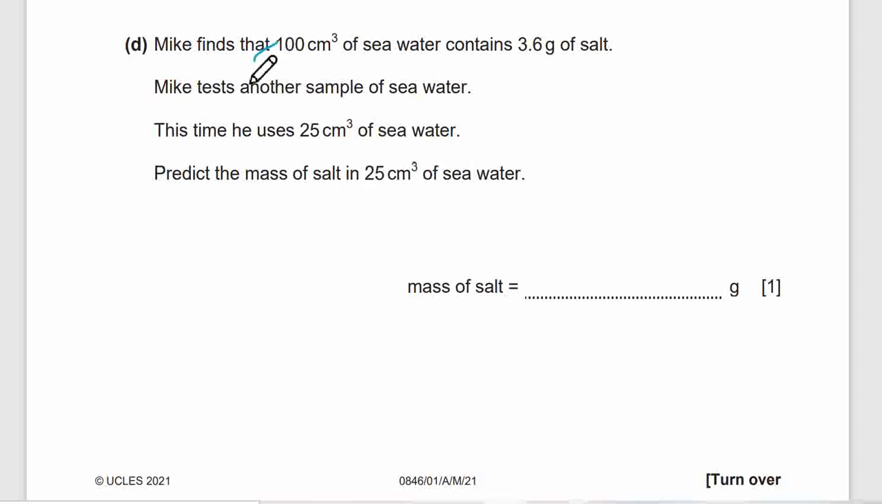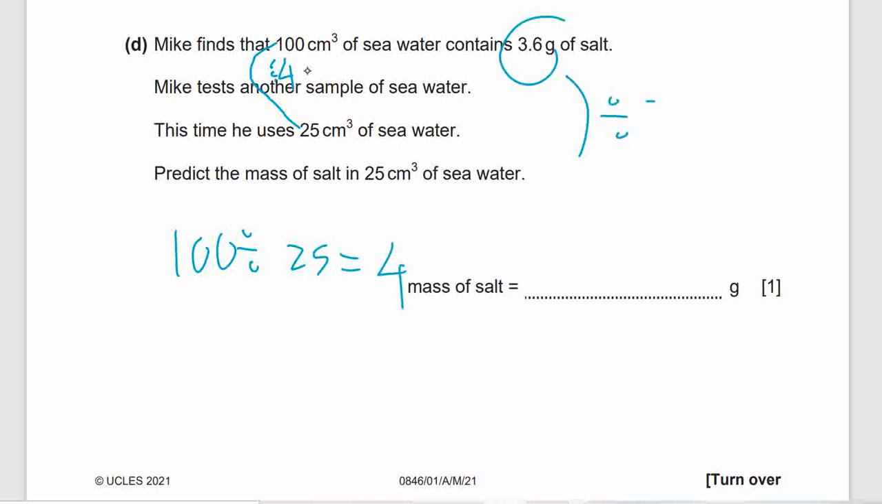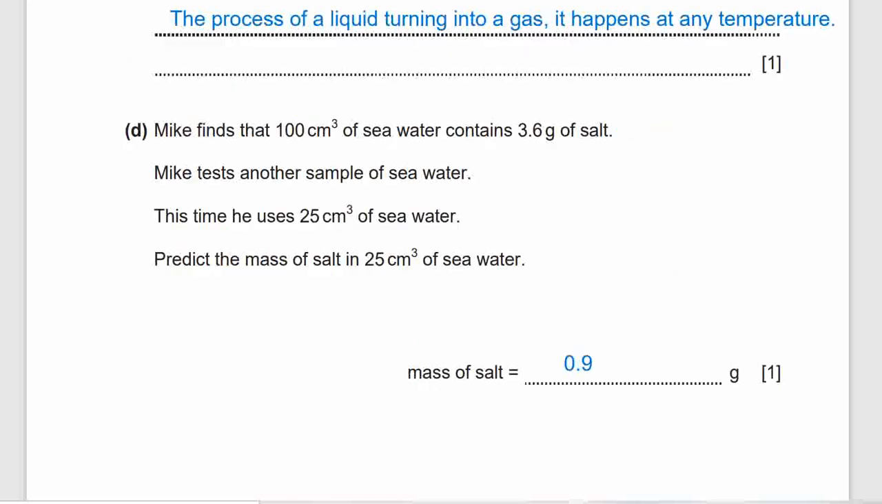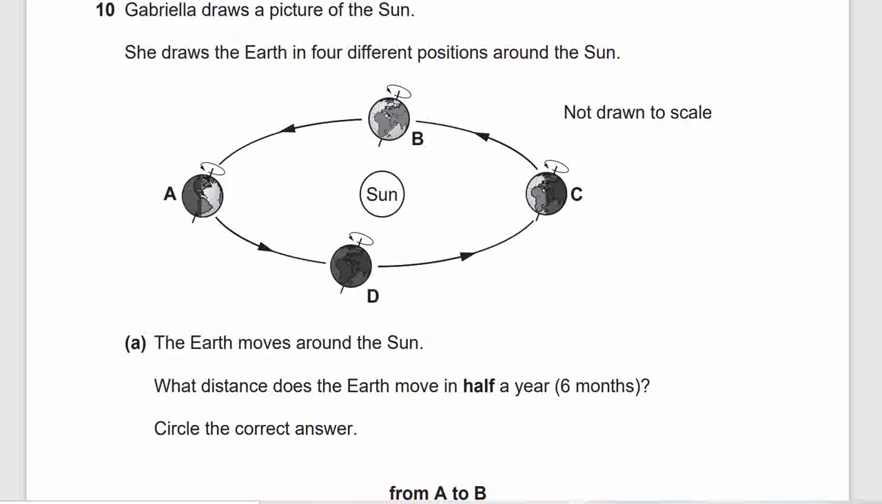So we can see that from 100 to 25 is 4 times divided by 4. 100 divided by 25, we get 4 times. So to get this, we just divide this with 4. So 3.6 divided by 4 is 0.9. So we'll get 0.9 gram of salt. Our answer is 0.9.